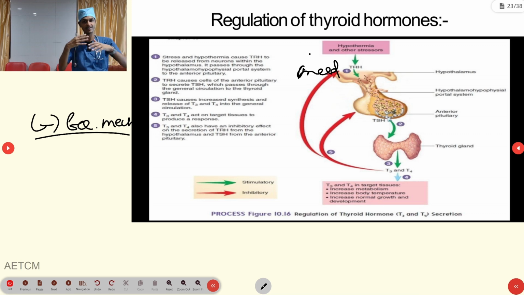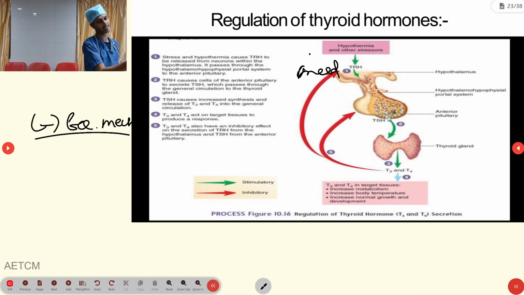There one messenger will come. The messenger name is TRH, thyrotropin releasing hormone. The TRH will come and share the message that there is a need for the thyroid hormone, and then the anterior pituitary will send one more messenger to the thyroid gland, that name is TSH, thyroid stimulating hormone.